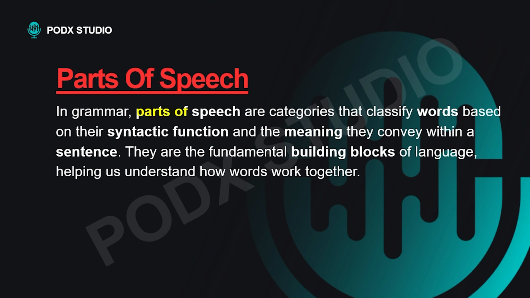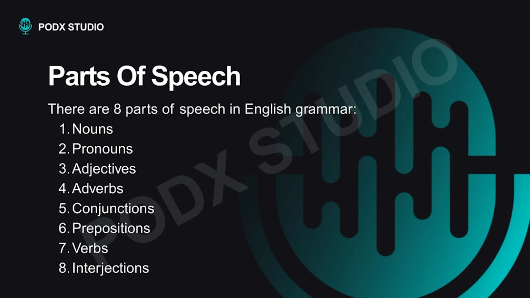In grammar, parts of speech are categories that classify words based on their syntactic function and the meaning they convey within a sentence. They are the fundamental building blocks of language, and help us understand how words work together. There are 8 parts of speech in English grammar: noun, pronoun, adjective, adverb, conjunction, preposition, verb, and interjection. We will cover each of these parts of speech in upcoming classes.